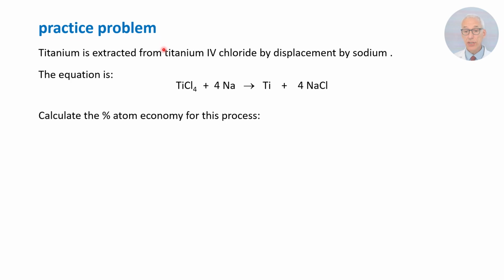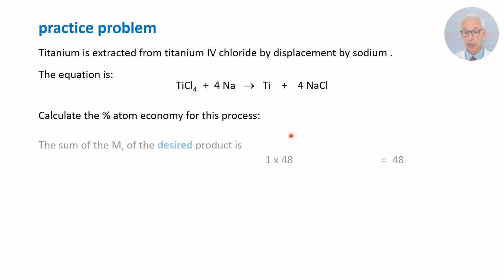So here is the first problem. Titanium is extracted from titanium 4 chloride by displacement by sodium. Here we have titanium 4 chloride and sodium giving us titanium and the waste product, sodium chloride. Calculate the percentage atom economy for this process. Stop the lesson, carry out the calculation, come back to check when you are ready.